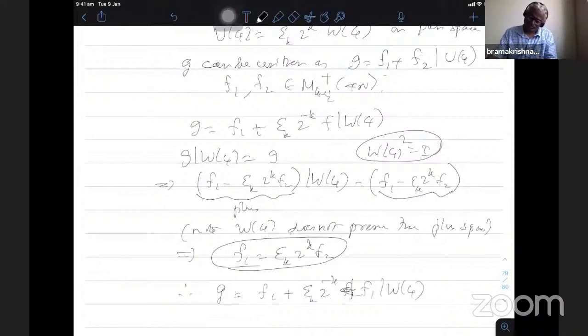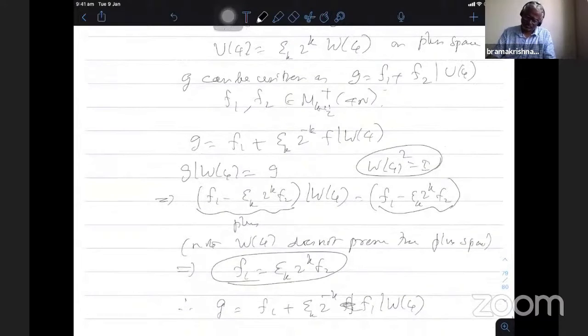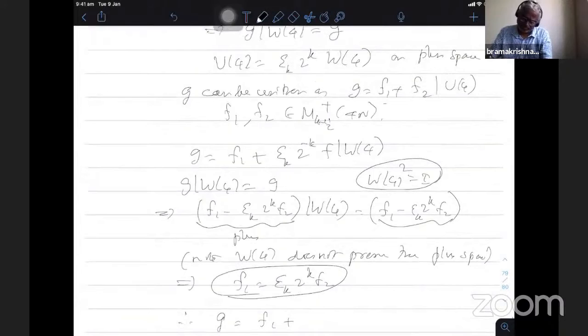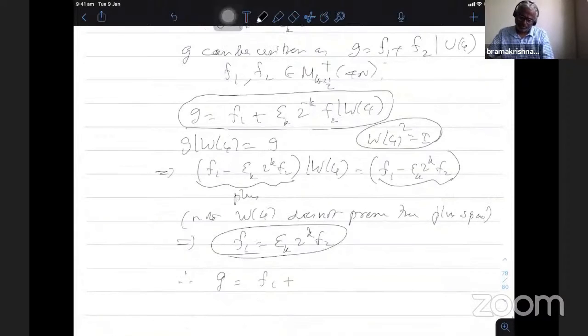Am I right or no? Something is wrong. What did I write? I should have cancelled certain things, because F1 equals... I was in a hurry to do that. So initially that is G equals F1 plus F2 bar U4. Come back here. You substitute for F2 bar W4, that is epsilon_k 2^{-k} F1. Am I right? I made a mistake somewhere, I think I messed things up.